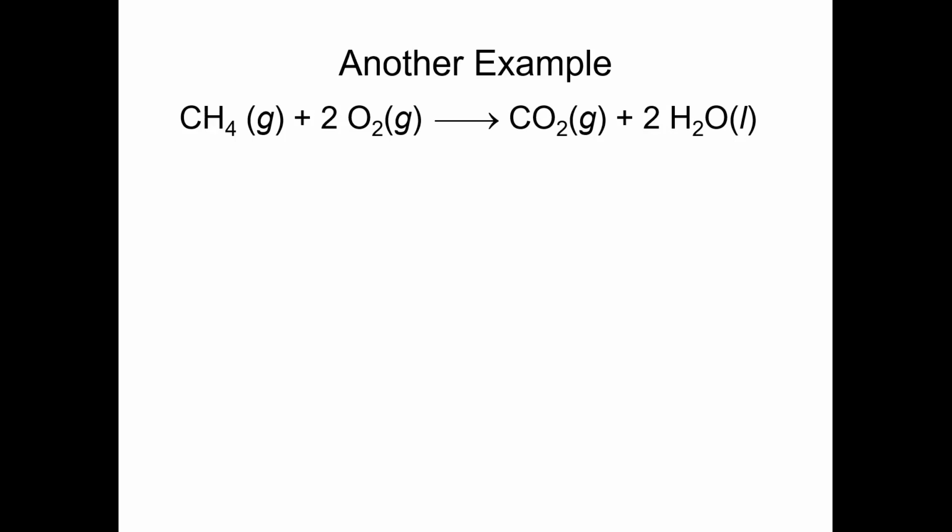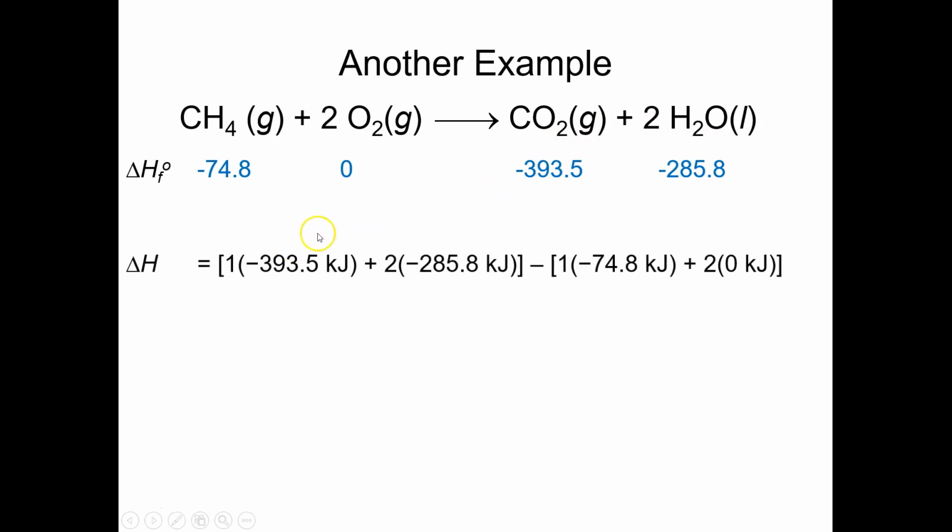Let's try one more example. This is the combustion of methane that we have talked about in class before. It's one of the most common reactions that we write in AP chemistry. If you look in Appendix C, it will give you these values for the standard enthalpies of formation of all these substances. Negative 74.8 for methane, 0 for oxygen because it's an element in its standard state. We just saw these numbers earlier, negative 393.5 and negative 285.8 for carbon dioxide and water, respectively. I set this up. It's 1 times carbon dioxide plus 2 times water, the sum of all that minus the sum of the reactants, 1 times methane plus 2 times oxygen.